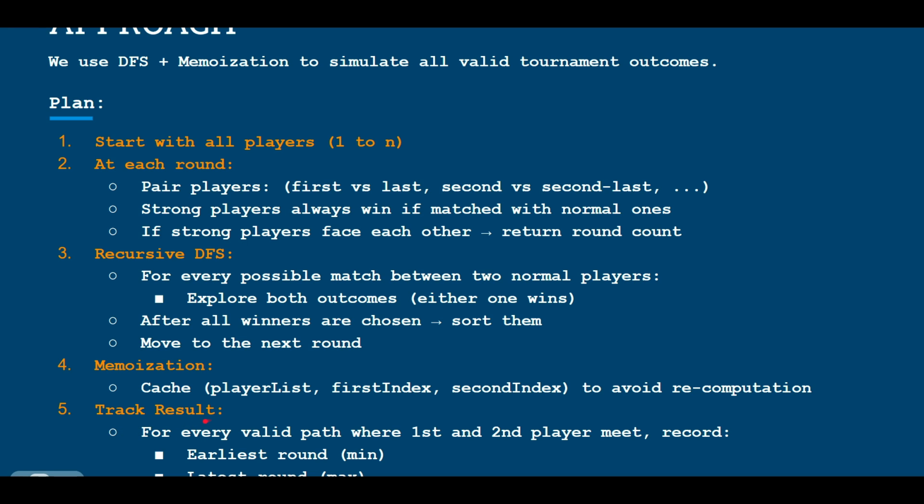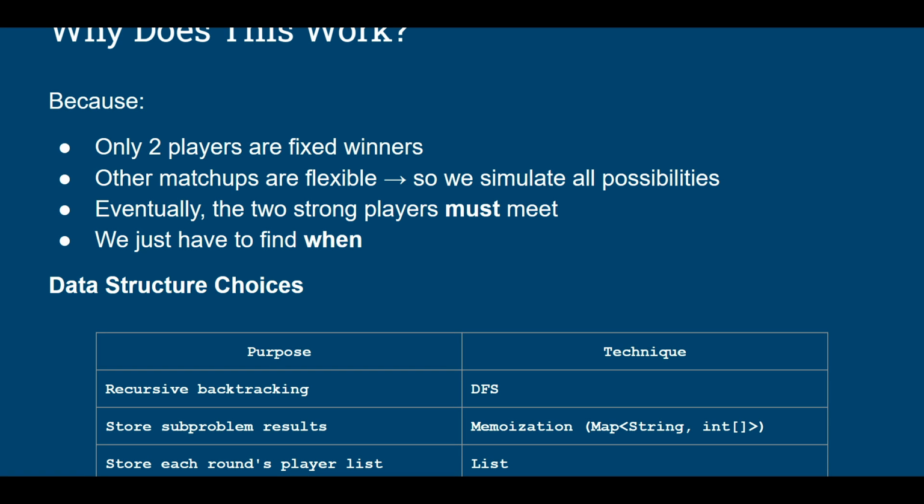And how do we track the result? We have to take the min and max, right? And we have to do it for every path. I hope you understand, right? So how does this work? Because we have only 2 players that are fixed winners, and other matchups are flexible. So we will simulate all possibilities. Eventually the 2 strongest players must meet and we have to find when, right?